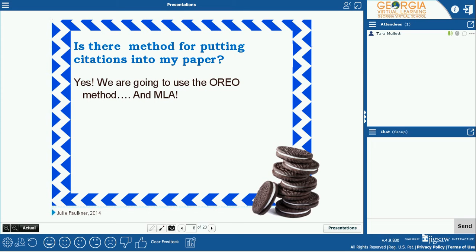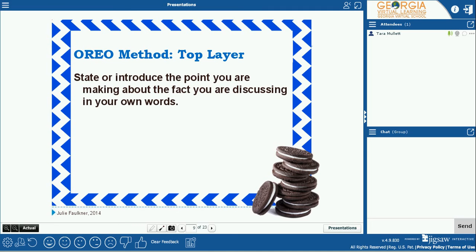We're going to use the Oreo method in this presentation. I will also show you my posters that I have in my room for the RACES method, which will basically do the same thing. It's just different acronyms that mean the same thing. MLA is always required. I'm not going to cover MLA in this presentation because it is covered in the first unit. I'm just going to talk about some better ways to use textual evidence.